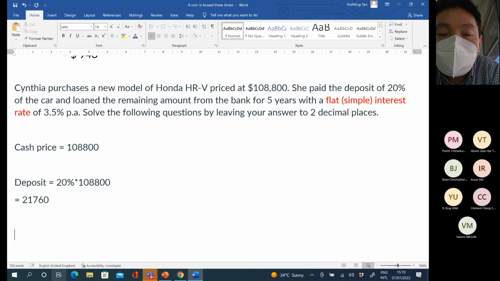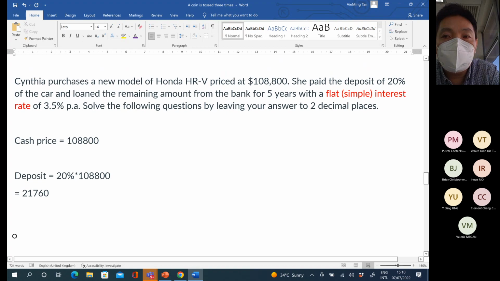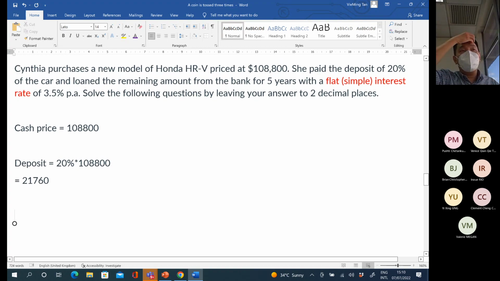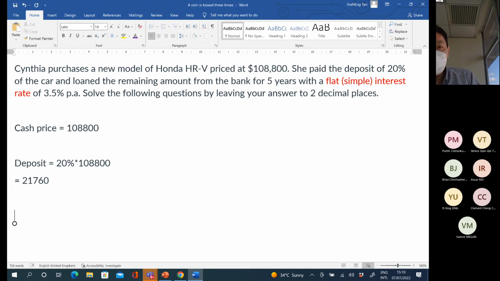What information do we need for answering the remaining questions? What else do we need for the hire purchase? What information do we need to find out first? The number of installments. The number of installments involved is 5 years. But from this question until here, in the case study, we still don't know how many times the payment will be made.